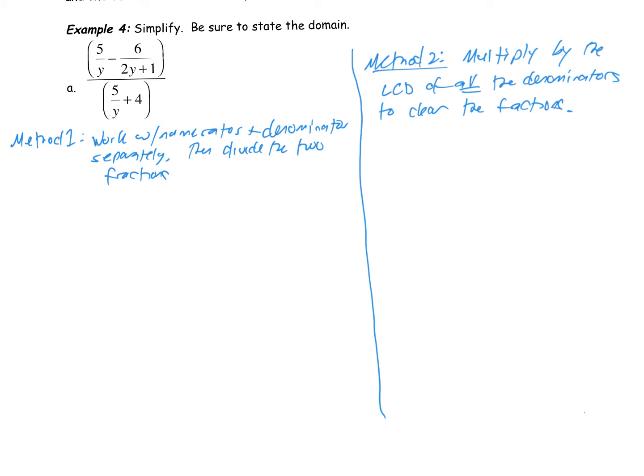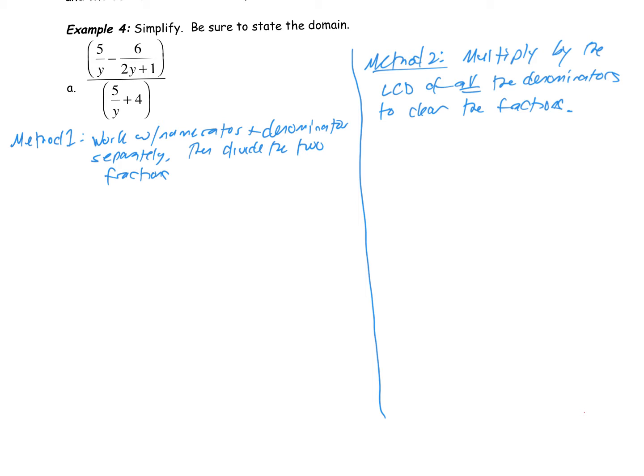This is the solution to example 4 from notes P.5. Here we're asked to simplify a complex fraction, where the numerator has fractions in it and the denominator also has fractions in it. So we're going to first do it by the method where we work with the numerator and denominator separately. We're going to simplify the numerator by adding or subtracting those fractions, and the same in the denominator.